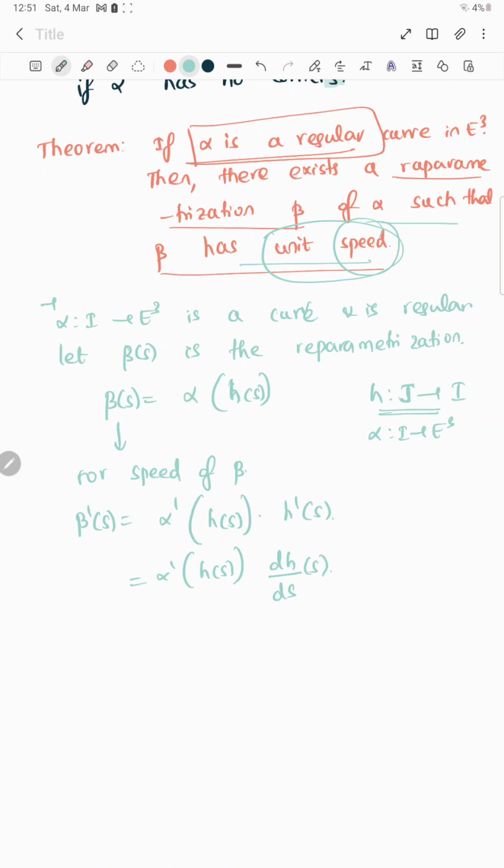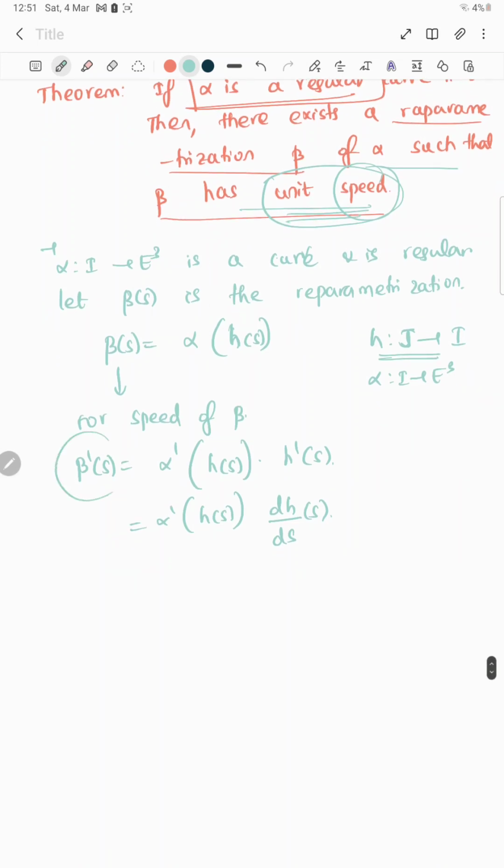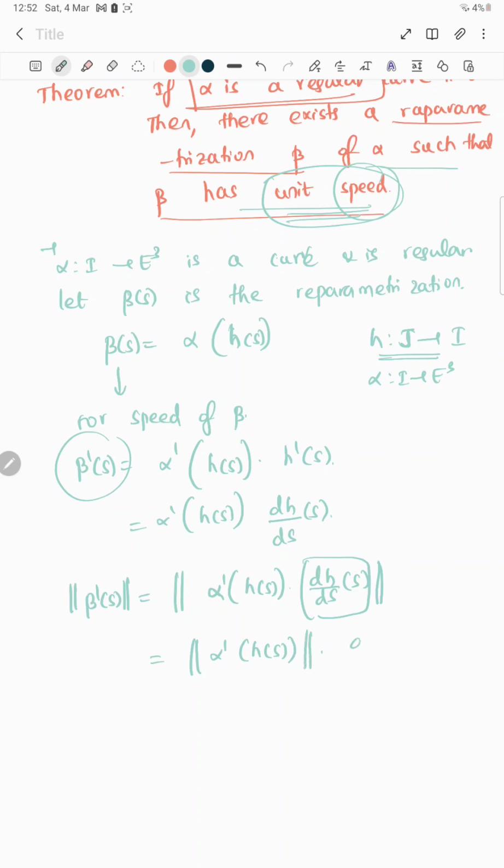Now as we are interested in speed, we have to take the norm of the velocity vector of beta. So the norm of beta dash of s is equal to the norm of alpha dash of h of s into dh by ds. As dh by ds is a scalar, a number, but alpha dash is a vector, we can write it as the norm of alpha dash of h of s into dh by ds. We are just neglecting s for our convenience.